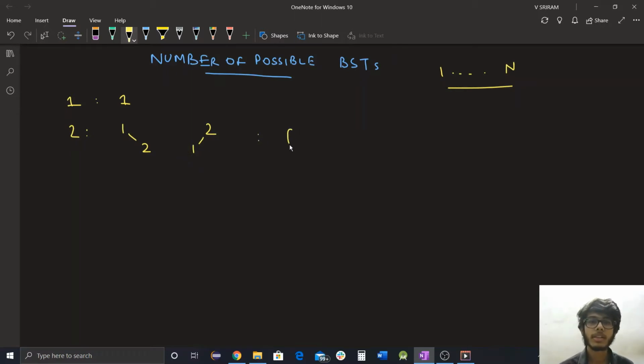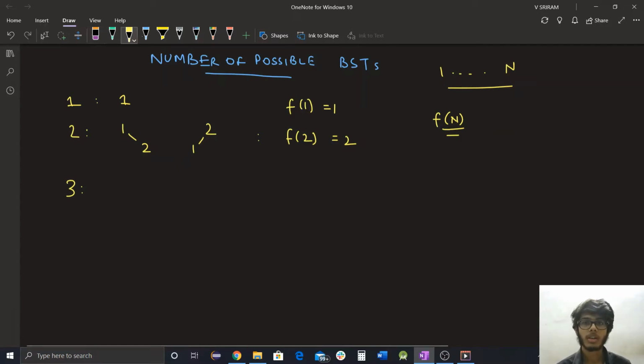Now let us denote this by f of 2, and so f of 2 is equal to 2 and f of 1 is equal to 1 in this case. So we need to find f of n for the given n. This is what basically the question asks us to find. Now let us look at the situation when n is equal to 3.